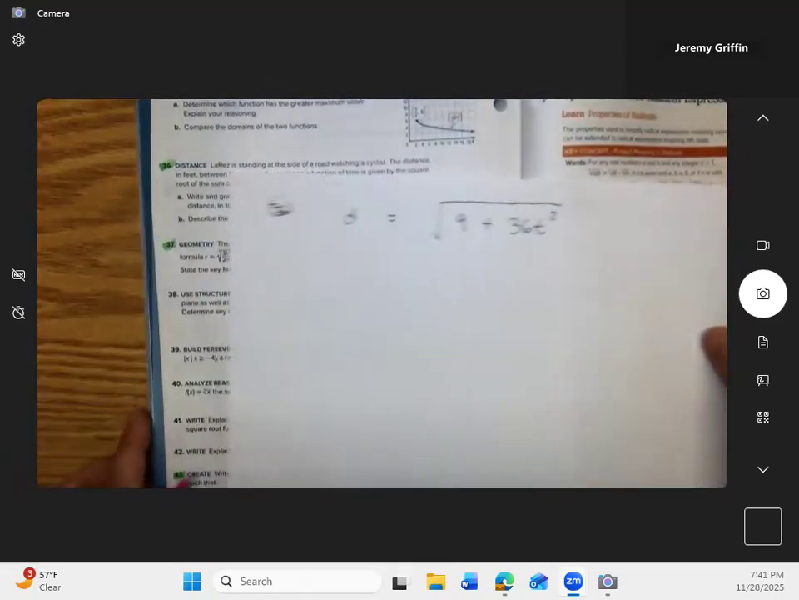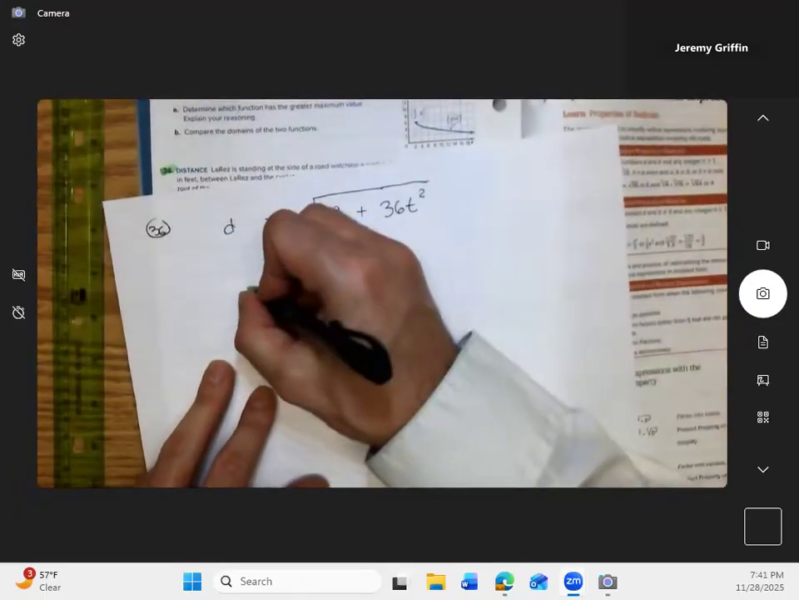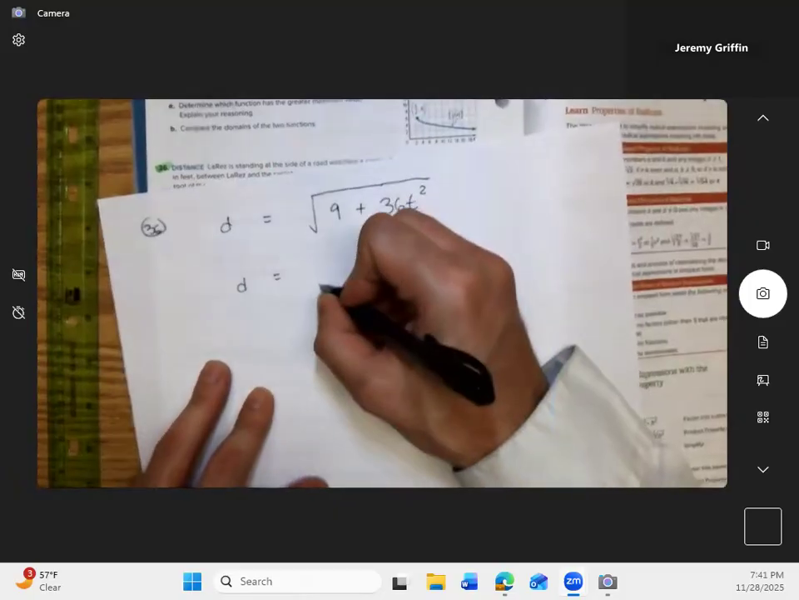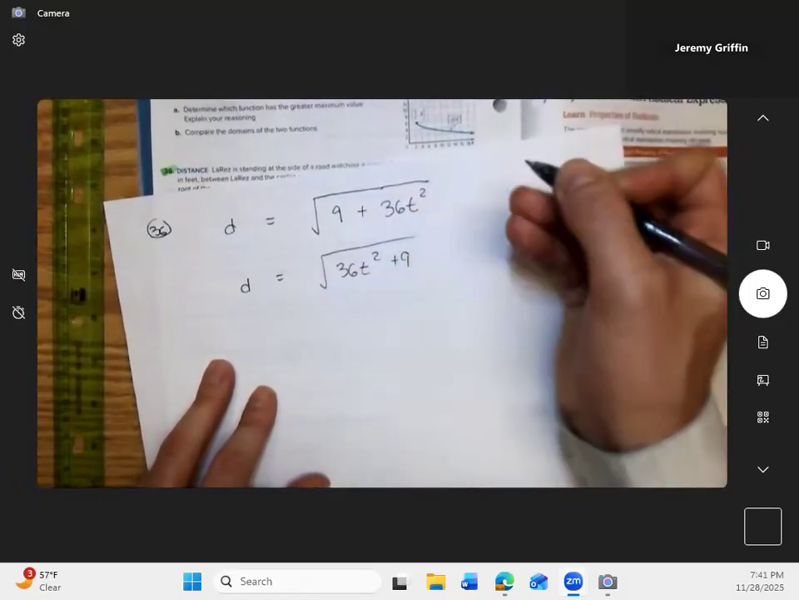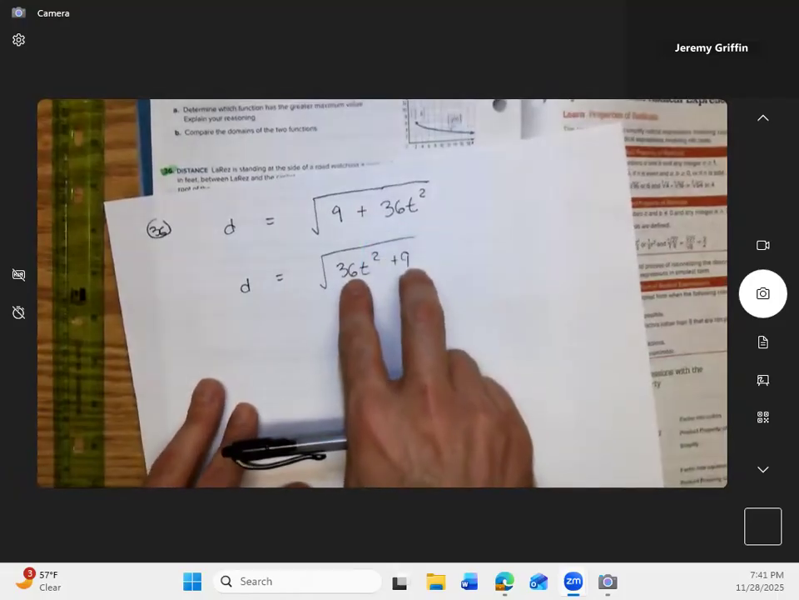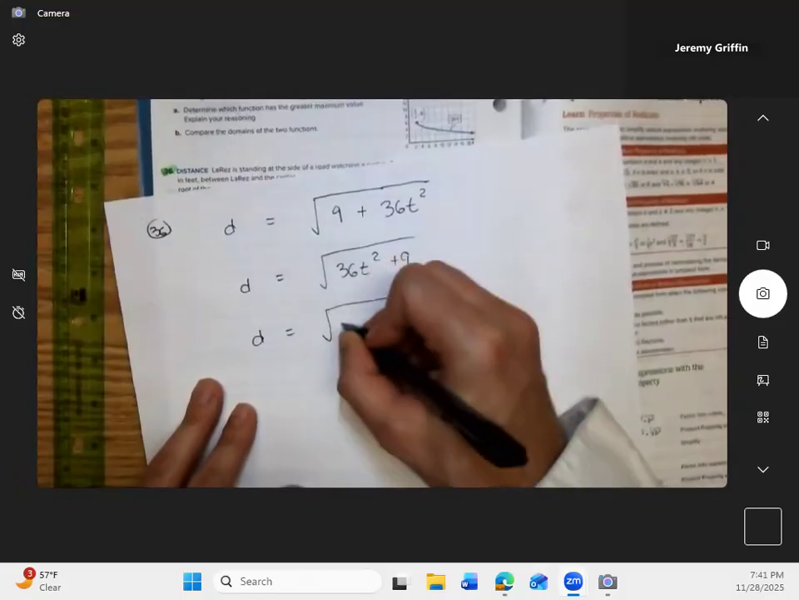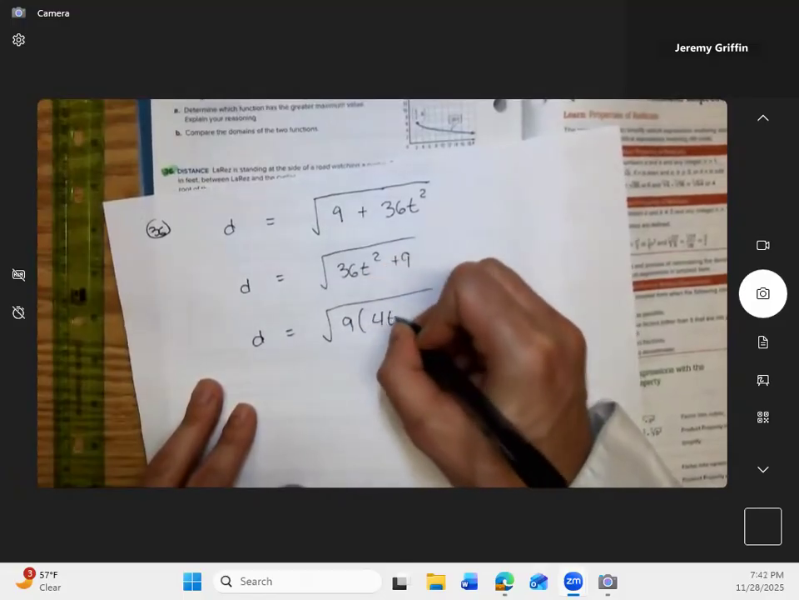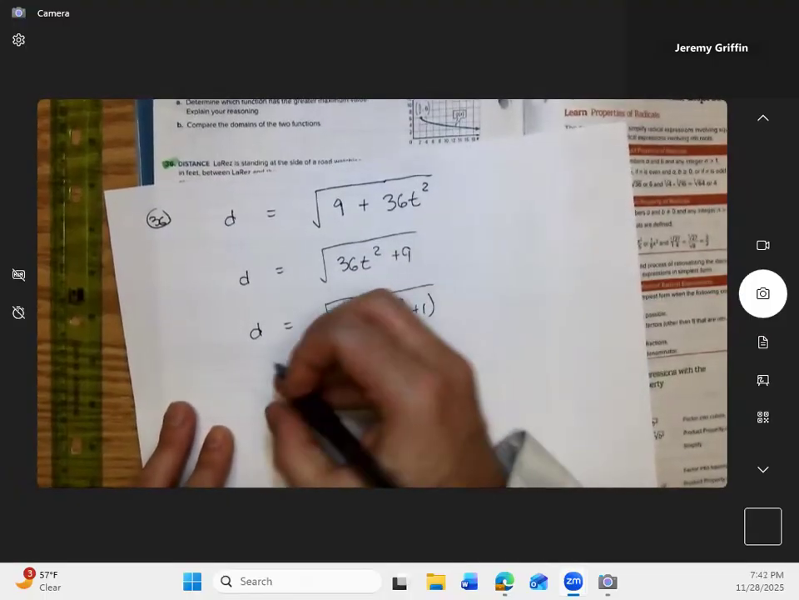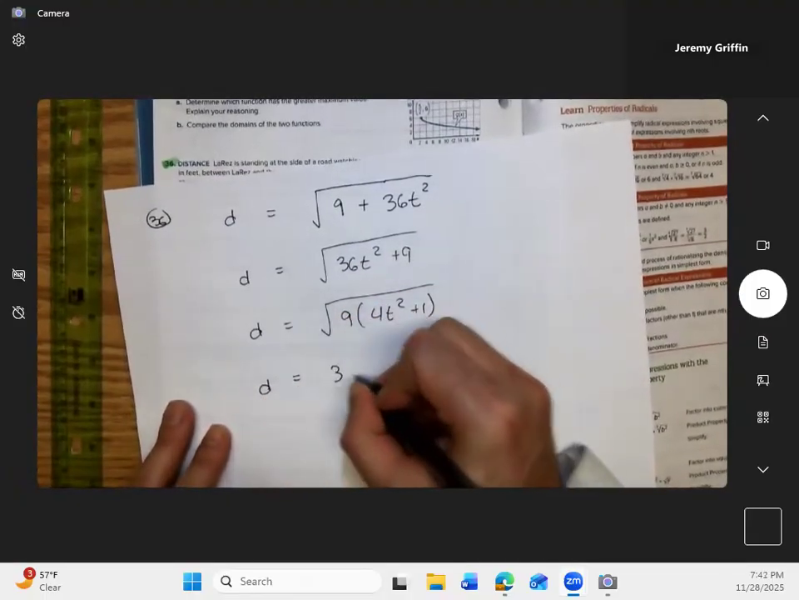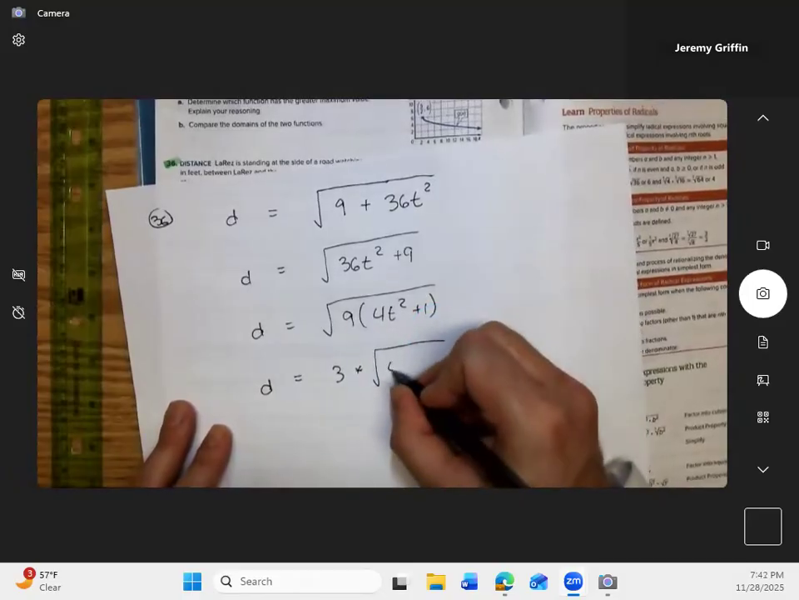That's interesting, right? You know what? I think I could manipulate this a little bit. I'm going to write this a few different ways. I could go 36t squared plus 9. I do see a 36 and a 9. I could factor that out, or I could factor a 9 out, I should say. This would be 4t squared plus 1. And then the square root of 9 itself is 3. So these are all different ways to think of the exact same function.